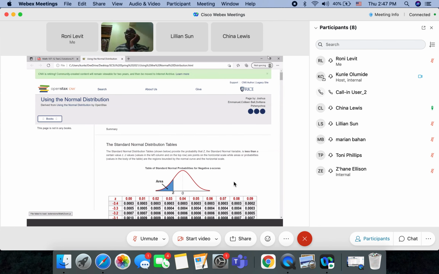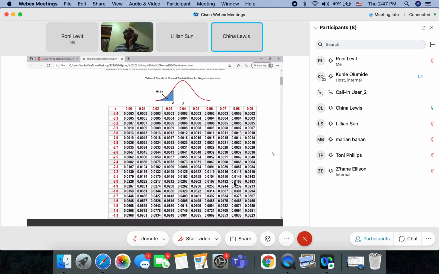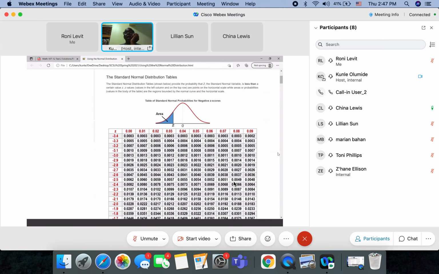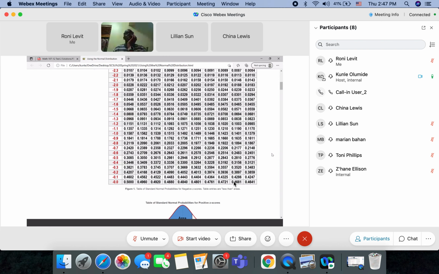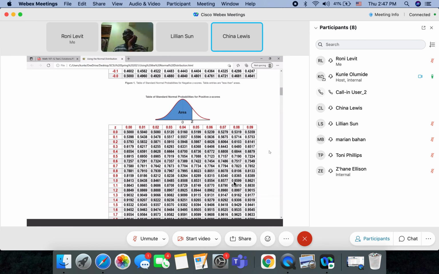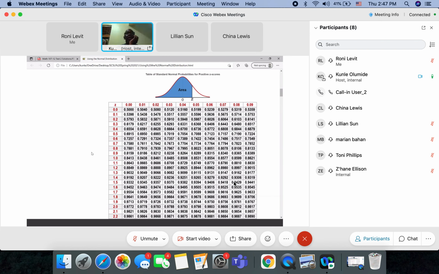Hold on. Can you see the table now on the screen? Oh, did you put it up? Okay. Thank you for putting it up for me because it was going to take me a while to find it. Can you see it? Yes, I can see it. So you're looking for 0.67, right? Yes. 0.6 here and 0.07 over here.